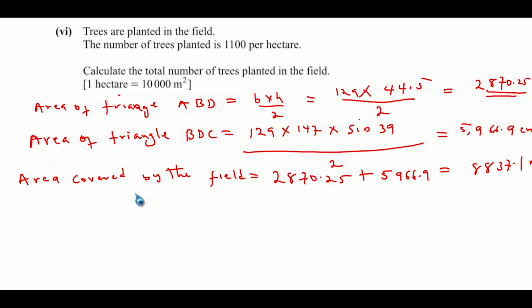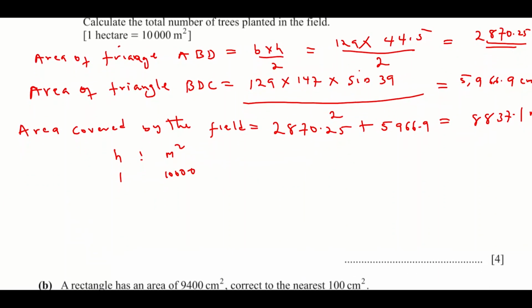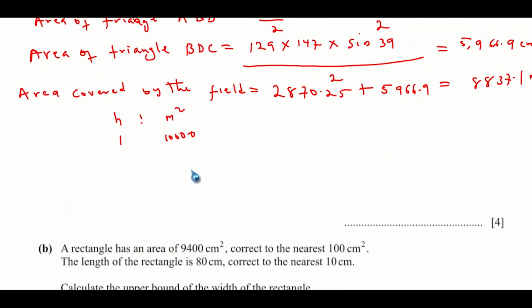we are given, from here, the hectare. Let's use h for hectare. So I'll use h for hectare, then m squared for meters squared. So the ratio is 1 to 10,000. Okay, so now I have 8,837.1.